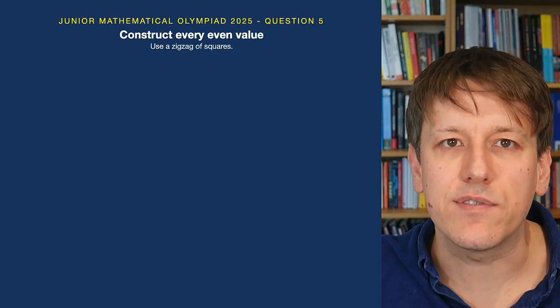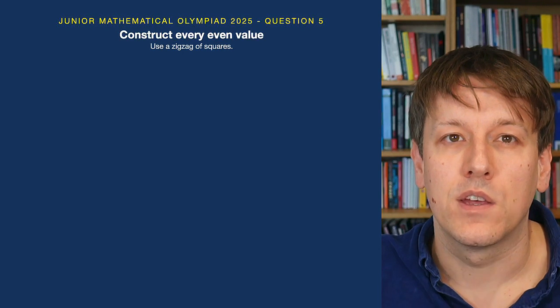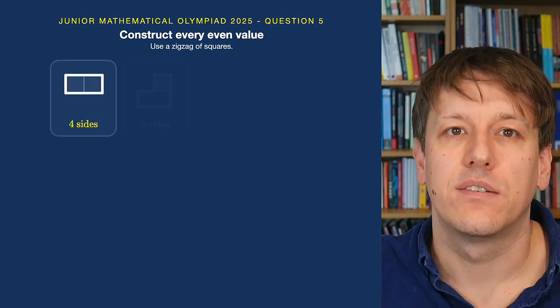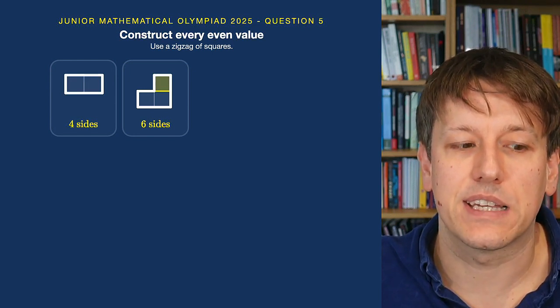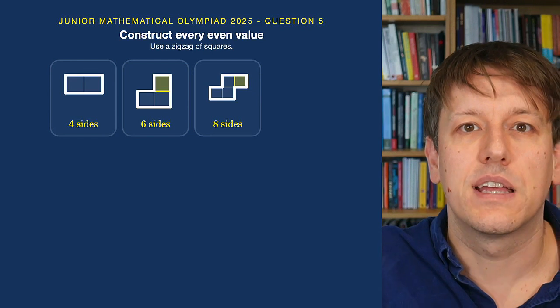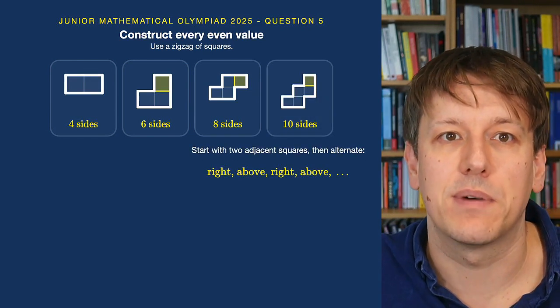To show that every even value is possible, the easiest method is to give a clear construction. So if we start with 2 squares next to each other, that gives a rectangle with 4 sides. Now add a square above the second square. If we make an L shape, the result has 6 sides. To continue, add the next square to the right, then the next one above that, and keep alternating right, above, right, above.